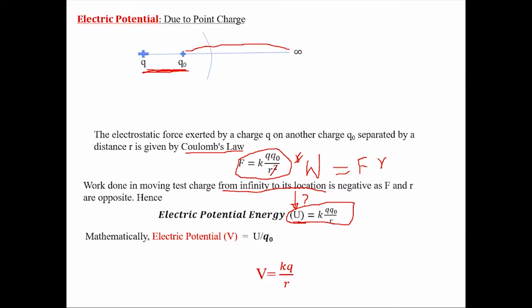If this is U, then what is electric potential? Electric potential is U over Q0. So plug in the value of U here: this Q0 and Q0 cancel out, and we are left with V equals KQ over R. So guys, you have to remember three formulas here. Number one, force: F equals KQQ0 over R squared. Number two, electric potential energy: U equals KQQ0 over R. And number three, V equals KQ over R.